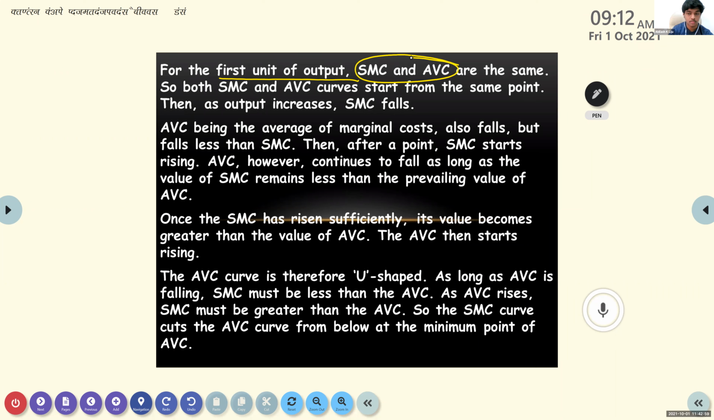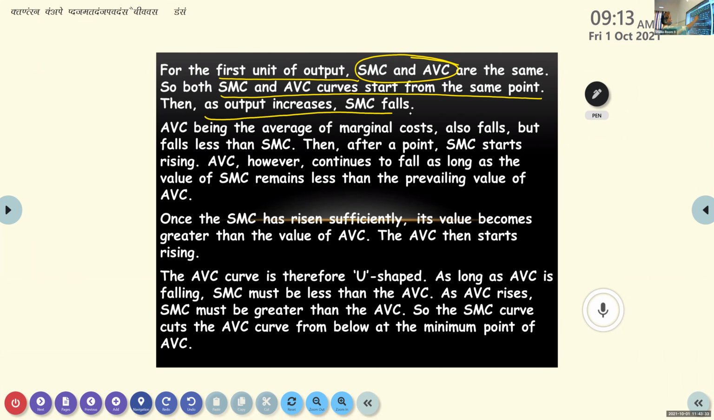Short run. Yes, very good. Short run marginal cost. Okay, so in the short run, what happens? The SMC and AVC for the first unit of output will be the same. Just keep this point, just note this point, because when we are doing the calculation, you need this particular point. So for the first unit of output, SMC and AVC will be the same. So SMC and AVC curves start from the same point.